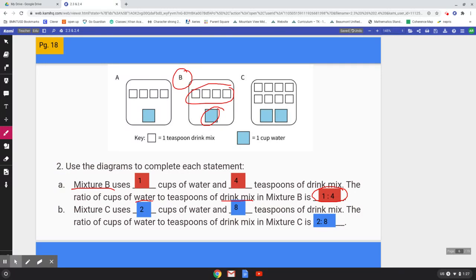So now we're looking at number 2, letter B. It says, mixture C, so that's that one right there. Mixture C uses 2 cups of water, so you'll write a 2 there, and 8 teaspoons of the drink mix. So you'll write 2 and 8. The ratio of cups of water to teaspoons of drink mix C is 2 to 8. So we basically doubled the recipe. Notice how this 1 multiplied to 2 and this 4 multiplied to 2, and that's how we got 2 to 8.